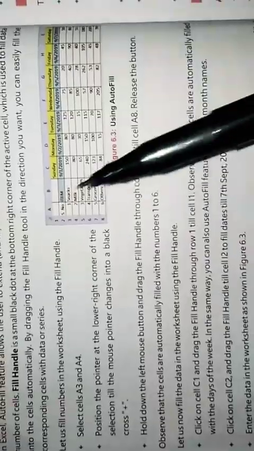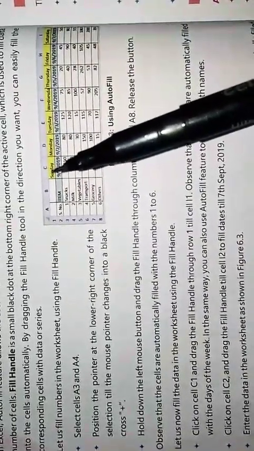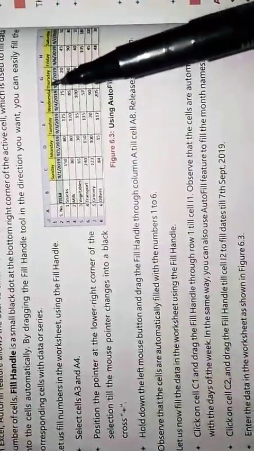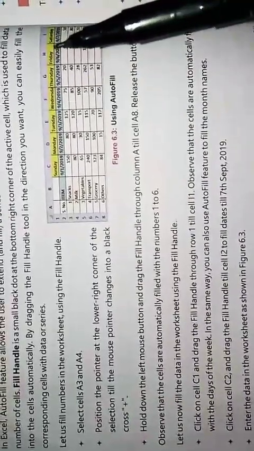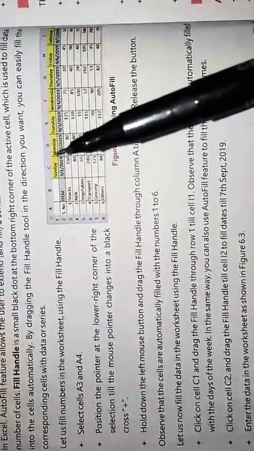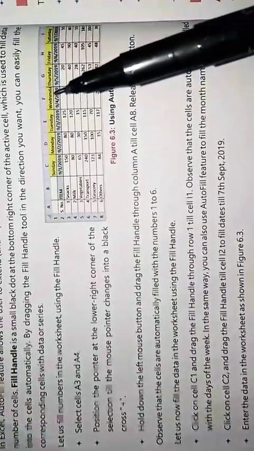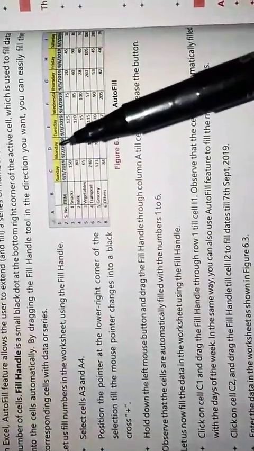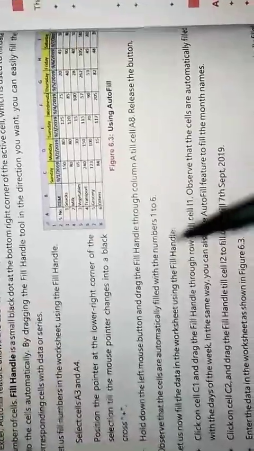So student, you have to click on this cell and move your mouse pointer towards the right side till I1. You can observe that all the cells in between will automatically fill according to the series of days: Sunday, Monday, Tuesday, Wednesday, Thursday, Friday, Saturday. You can observe it. Understand?